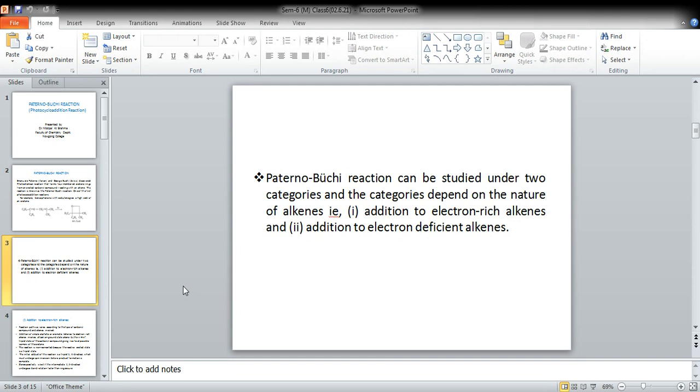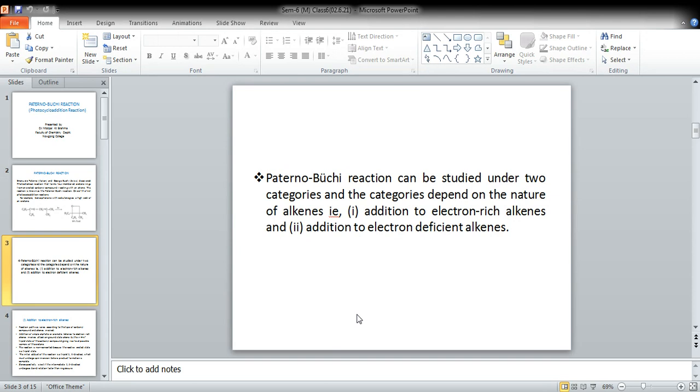Now, generally what happens, the carbonyl compound absorbs light energy and itself gets excited. That excited state may be in the singlet state or in the triplet state, depending upon the condition, because sometimes the singlet state will go to the triplet state by intersystem crossing. Then that particular excited state of the carbonyl compound will react with the ground state alkene. Remember, ground state alkene, to give an oxetane.